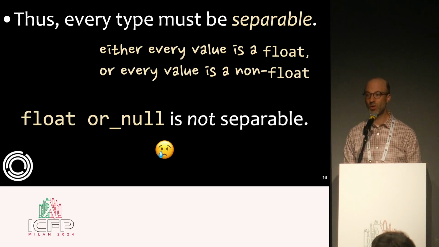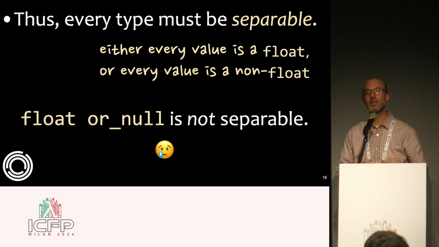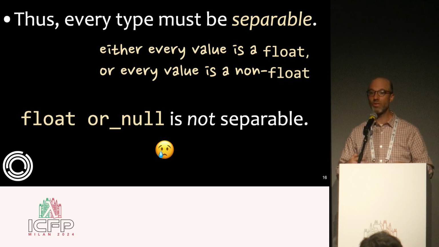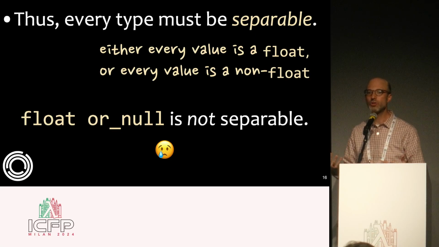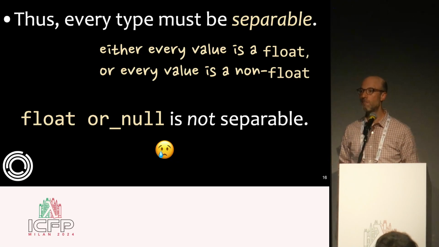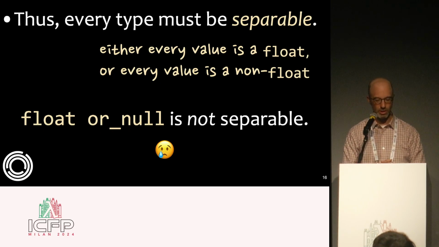But float or null is not separable, right? Because float or null has both floats and also null. So in practical terms, if we created a float or null array, the first element might be an actual float. Then we'll think, oh, the whole array must be floats. And then when we try to put a null in, there's no room for that in the bits, right? All zeros is a valid float. It's just not a valid value in OCaml because floats are boxed and referred to by indirection. So float or null is not separable.